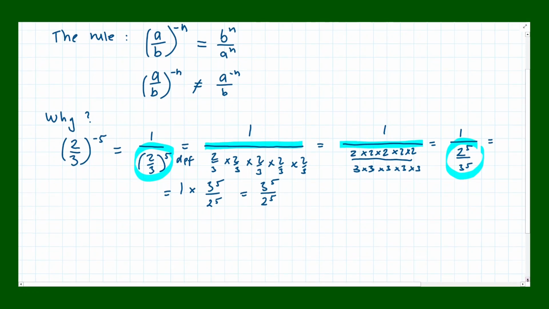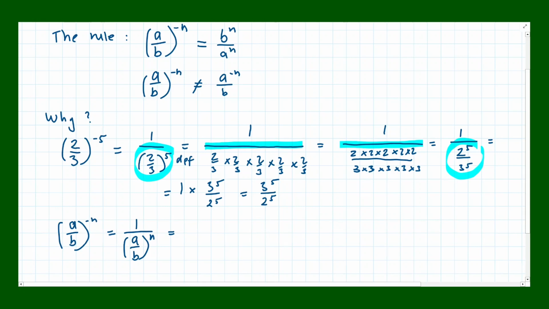We have to make sure that the rule works every single time with any number. So let's apply the same logic, but in this case now only use letters. So a over b to the negative n. Again, we use the negative exponent identity. So it's going to be 1 over (a over b) to the n.